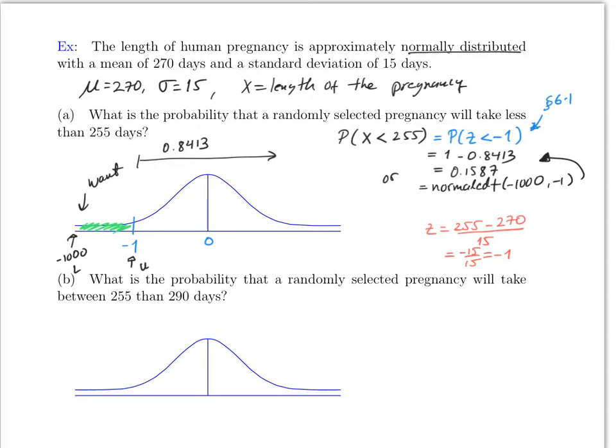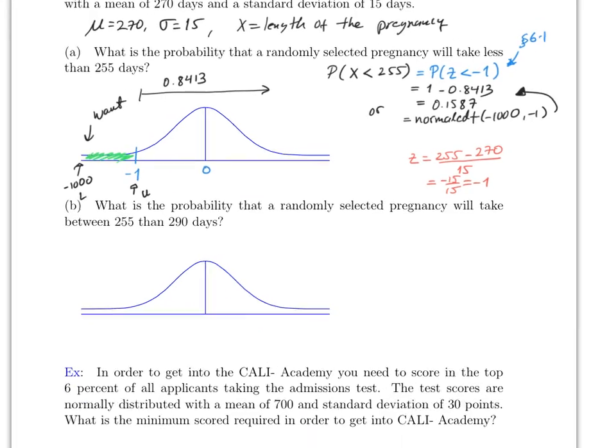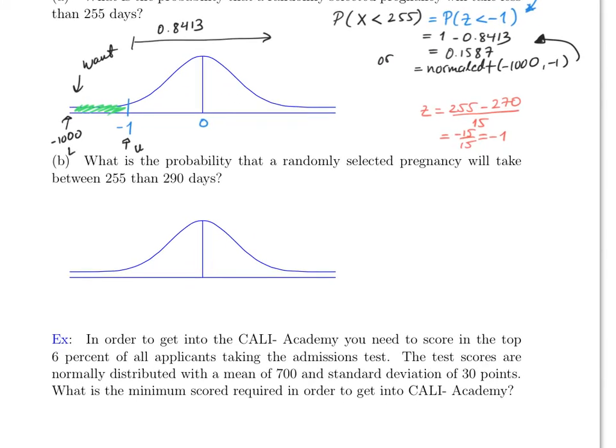Okay, so now using part B, this one is asking you what's the probability that 255 is less than X is less than 290. We already found the Z value for this one in part A. This is negative 1. So you only have to worry about 290. So therefore Z will be 290 minus 270 over 15, which is 20 over 15, which is 1.33. Actually it keeps going forever.